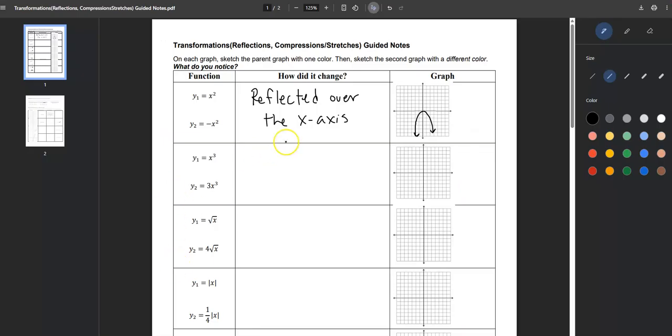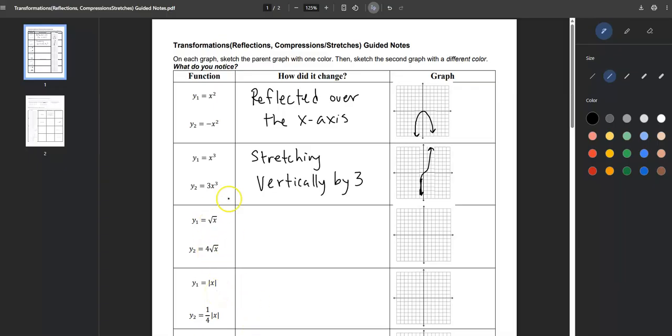So this would be stretching it, and it's going to be stretching it vertically. Actually, it's going to be stretching it vertically by 3. Again, this is just going to have that same shape, but it's going to get skinnier a lot faster.